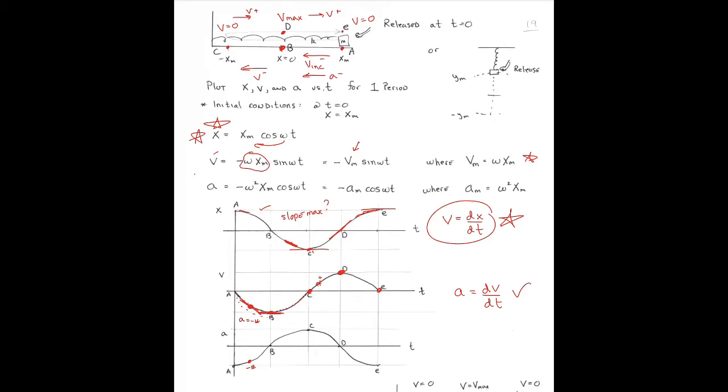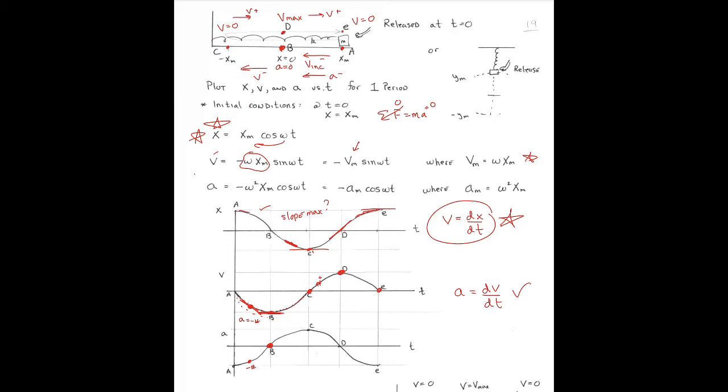Now at B, if I take a tangent line for the velocity at B, the slope of the tangent line is 0, that says the acceleration is 0. Right there, the acceleration is 0. So whenever it passes through the equilibrium position, that's when the spring is relaxed, and if there's no net force on the spring, that means the acceleration has to be 0.